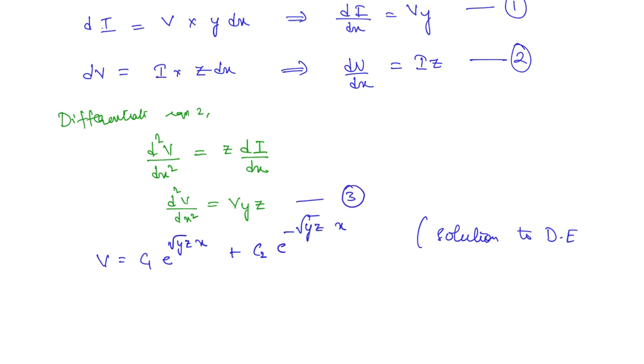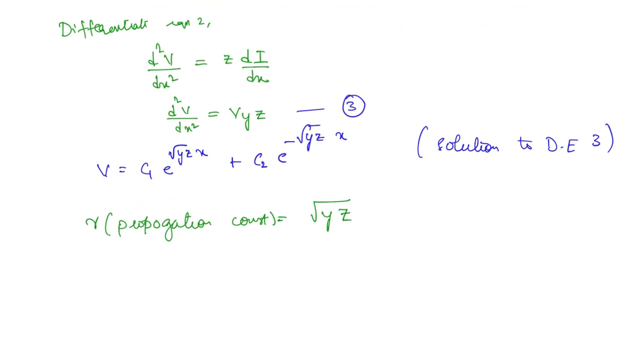If we take it as differential equation 3. Now here this root over yz we can take as one variable called the propagation constant gamma. So this is equal to root over y into z. Okay. So now V you can write as c1 e to the power gamma x plus c2 e to the power minus gamma x.